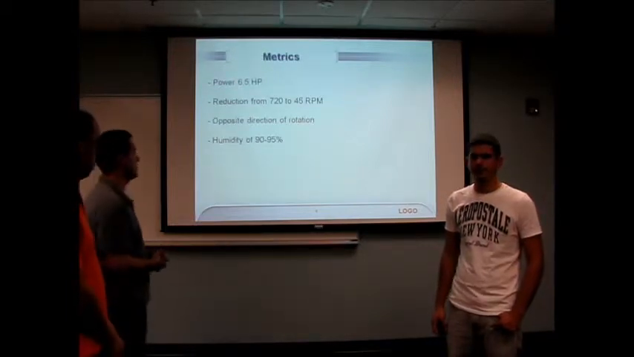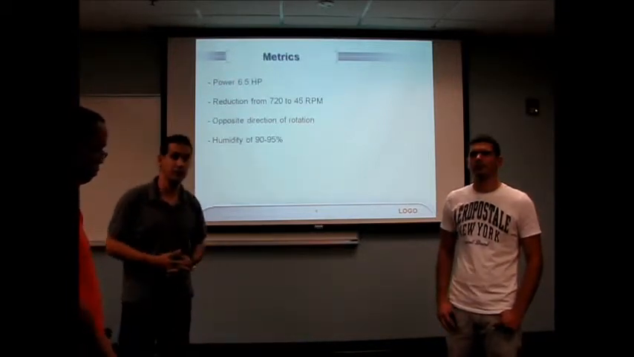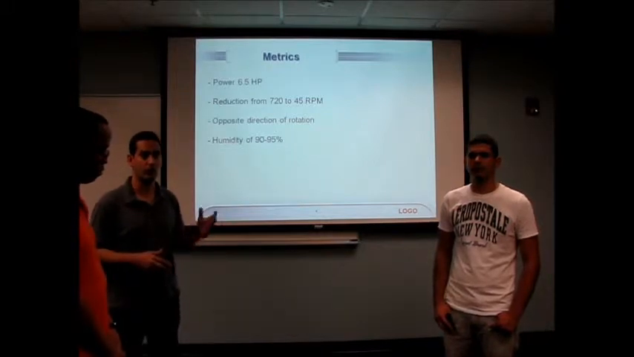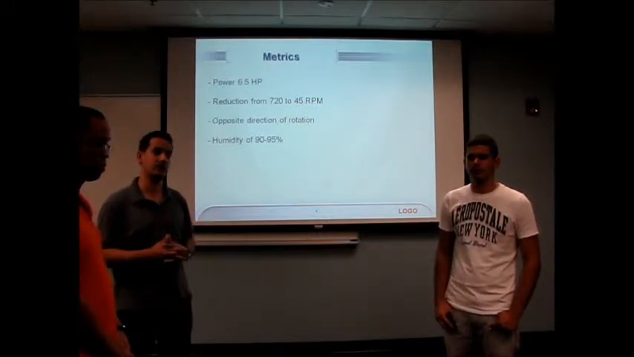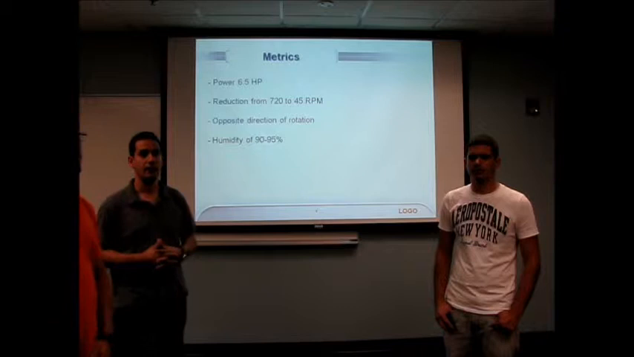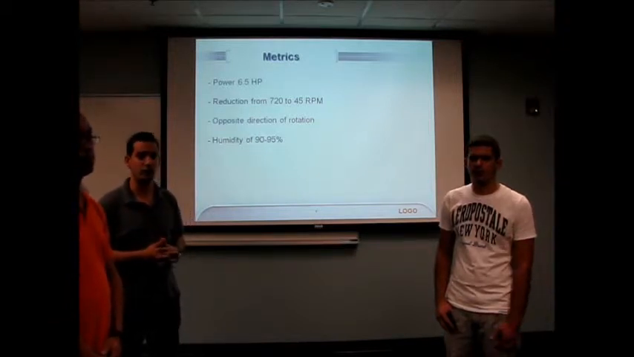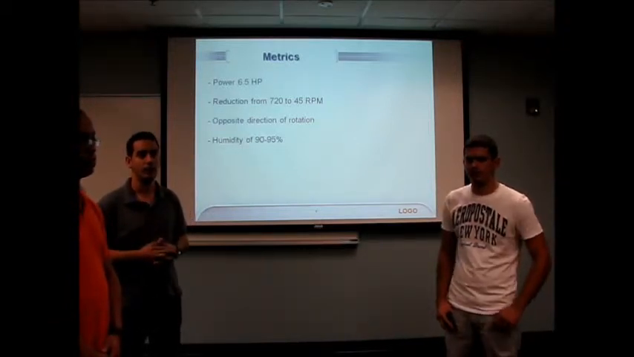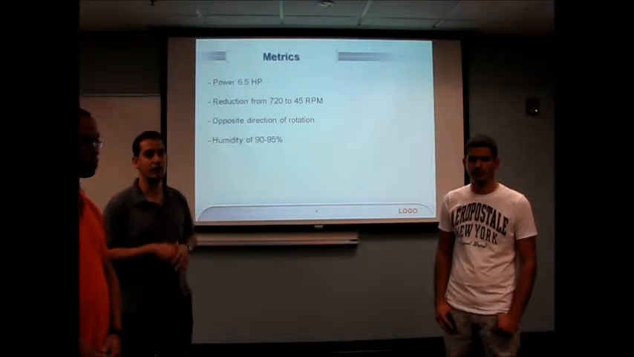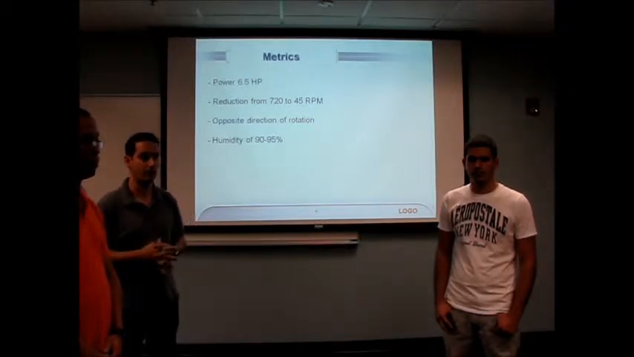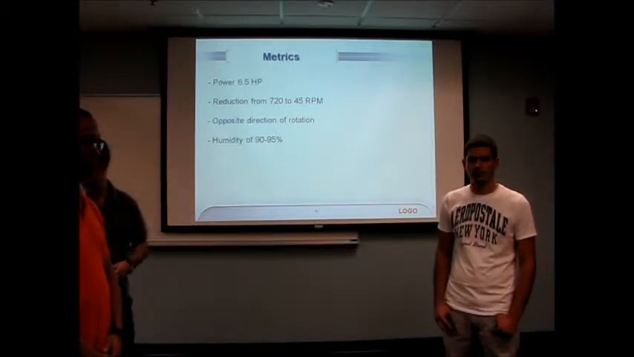Our team was given some metrics as part of the project. Our measures were 6.5 horsepower, as you can see, a reduction from 720 to 45 RPM, and an opposite direction of rotation between the shaft input and output. We were also given humidity levels of 90 to 95 percent in the operation environment.